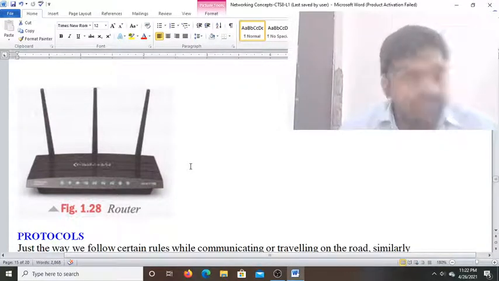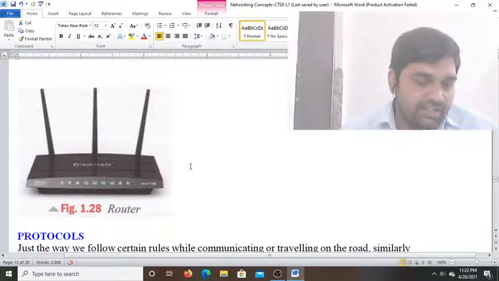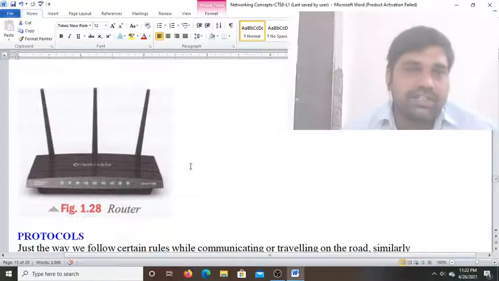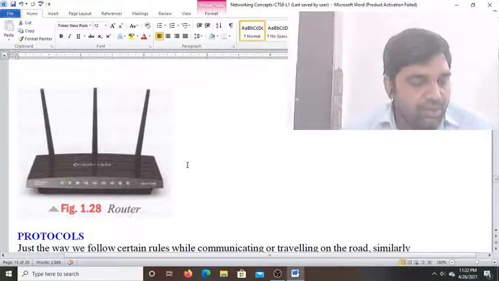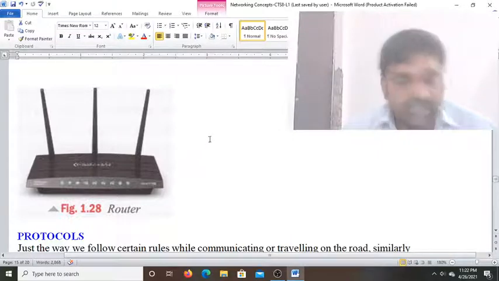This bridge is also a type of repeater, but it has some extra functionality: it filters the content of the data by reading the addresses of the source and the destination. It filters whether the data is to be forwarded or not, taking the decision based on the programming in the bridge. It is used to interconnect the same type of network, two LANs working on the same protocol. A bridge and a hub are similar, but the bridge is intelligent in comparison to the hub. So a bridge is used to connect two LANs working on the same protocol and provide communication between them.